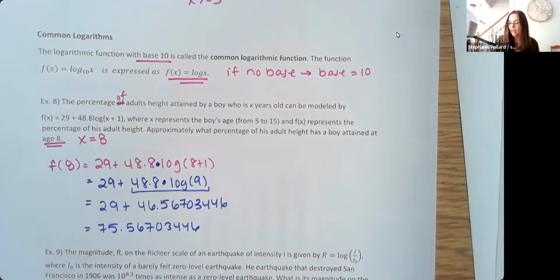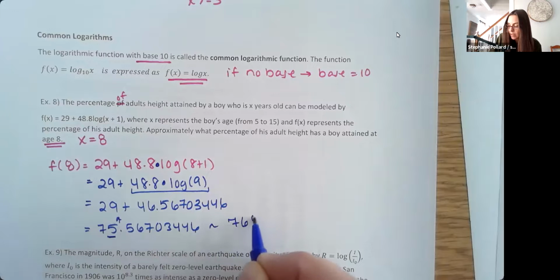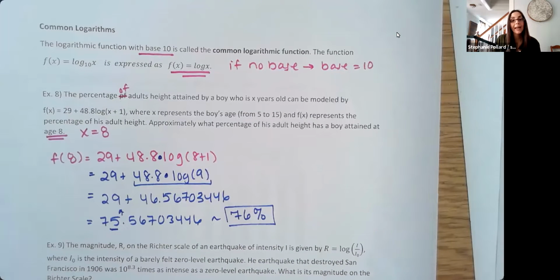So for this one here, let's say we just round to the nearest percent. So we're looking at the nearest whole here, that 5 is going to bump this up to about 76%. So at 8 years old, a boy has attained about 76% of their height already. That's pretty interesting.